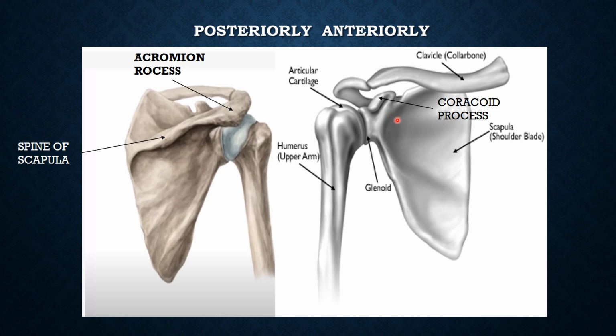This is your glenoid cavity and this is your head of the humerus. The head of the humerus is much larger in respect to the glenoid cavity, making its movement more mobile and least stable.